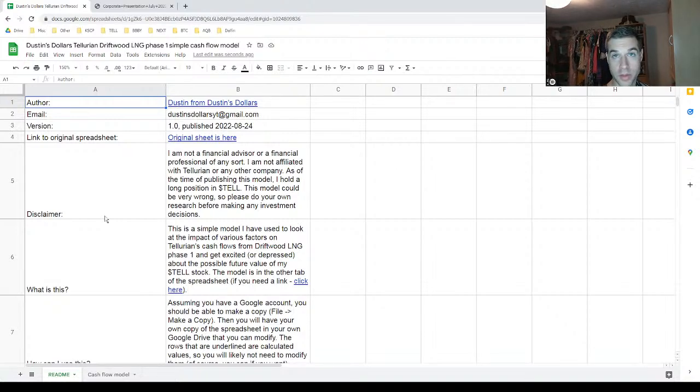And so what I'm going to be doing today is walking through this model that I have and explaining what each of the lines mean and giving you, hopefully, enough explanation so that you can use this as a basis for your own research and your own valuation model.